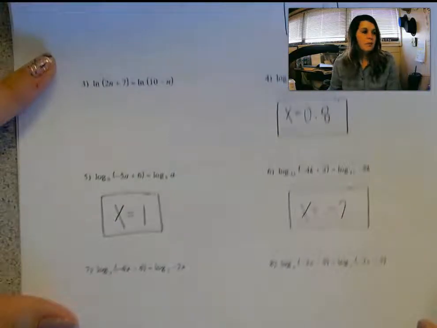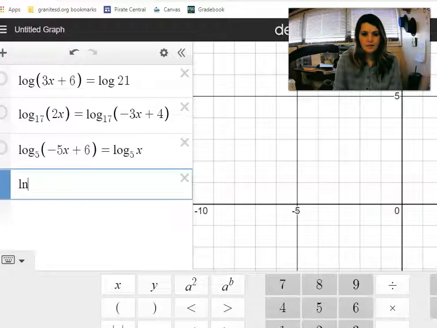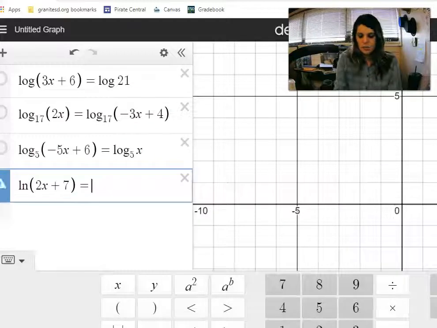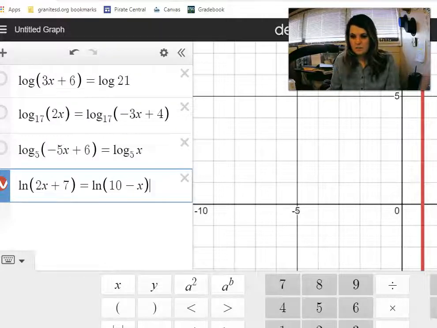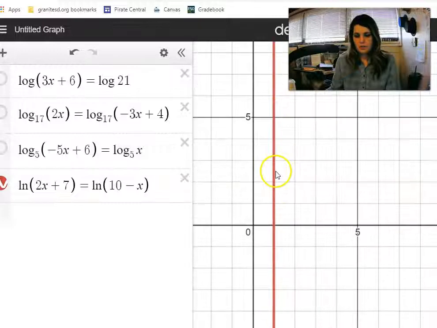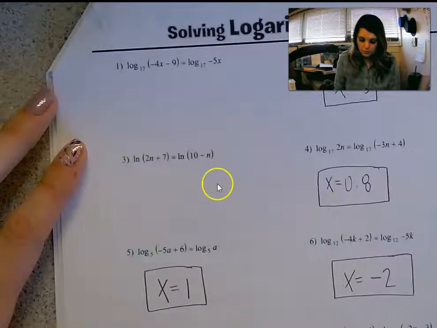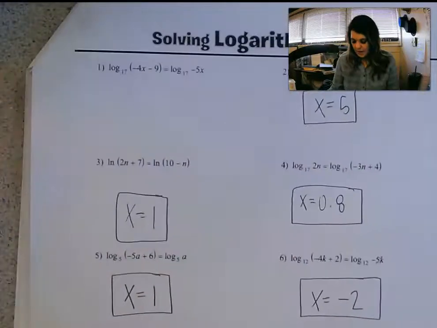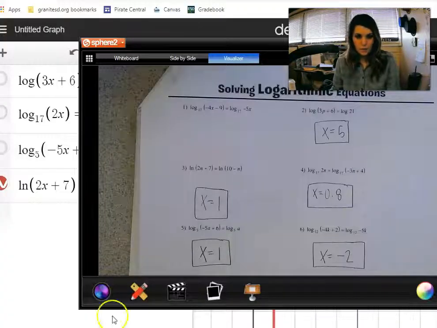On number 3, remember this is one that we can just type in. So for number 3 in Desmos, I can just type in ln parenthesis 2x plus 7 equals ln parenthesis 10 minus x. So this one is also 1. So number 3 is x is 1. So I saved the number 1 for last. We have a 7, 8, 9, 10, but we're going to skip those. And the last thing that we are going to look at is number 1.